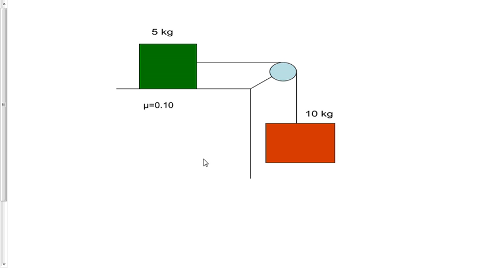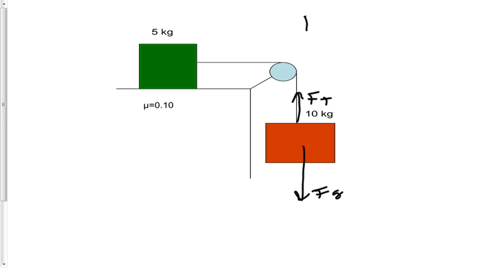The second question here, similar idea. We have a pulley system, except this time we have the other box on a horizontal surface, with a coefficient of friction of 0.10. The equation for this box remains the same as in the previous example. Force gravity downwards, force tension upwards.